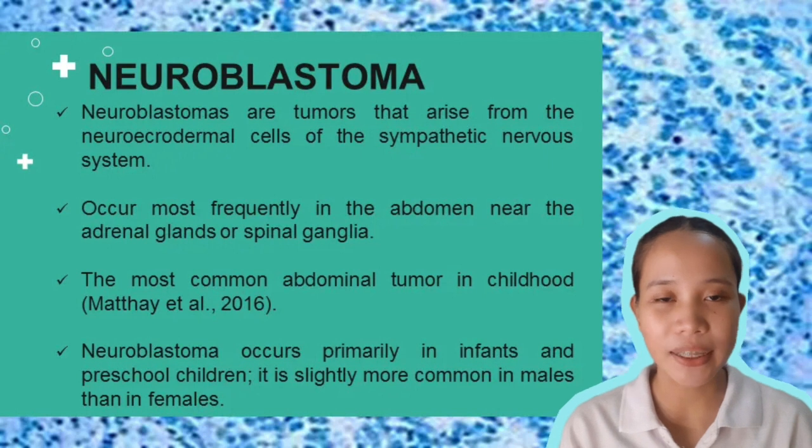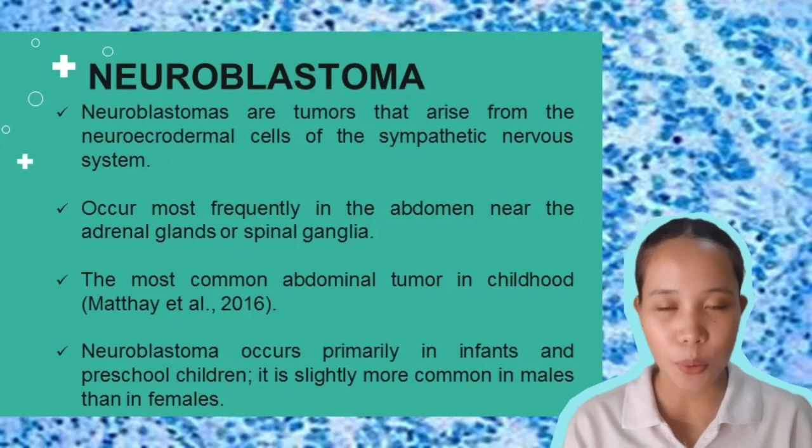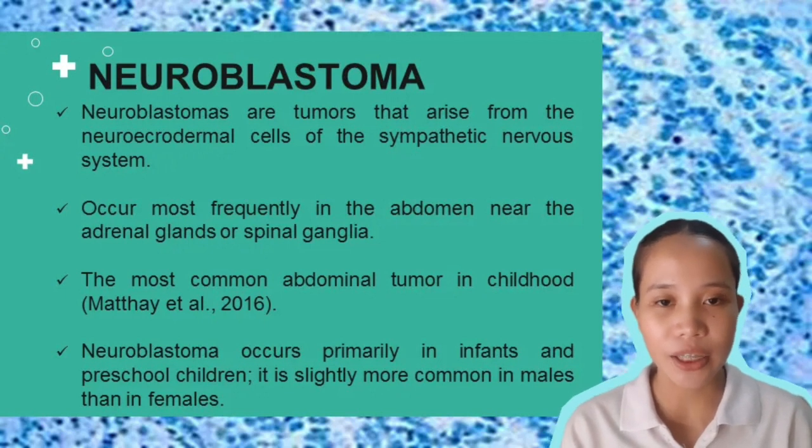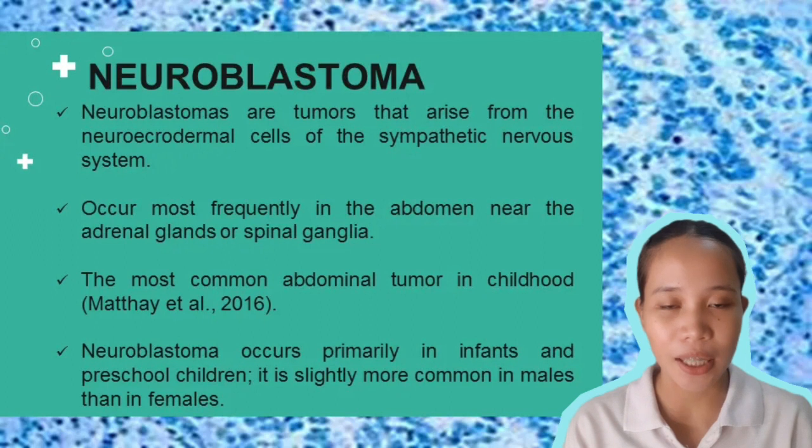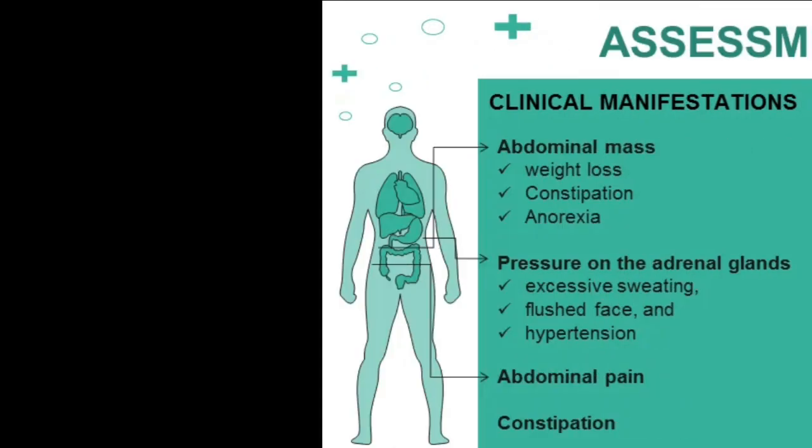Neuroblastomas are tumors that arise from the neuroectodermal cells of the sympathetic nervous system. Cells are highly undifferentiated and invasive. It occurs most frequently in the abdomen, near the adrenal glands or spinal ganglia, and is the most common abdominal tumor in childhood. Neuroblastoma occurs primarily in infants and preschooler children. It is slightly more common in males than in females.